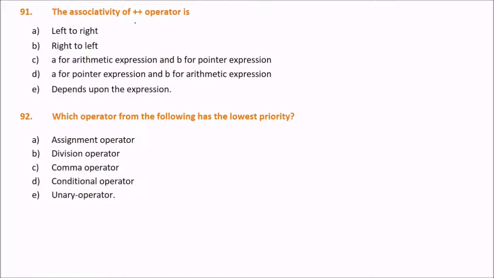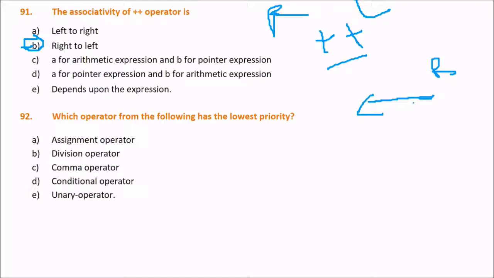Next is the associativity of plus plus operator. This is the increment operator, a unary operator. So what is the associativity of plus plus operator? The answer is right to left. B is the answer. According to the syntactical rules and semantics, operator plus plus always has right to left associativity. First we start from here and then we move down to the left side.